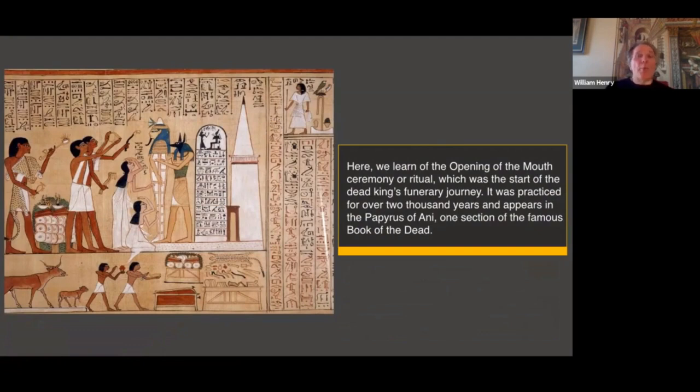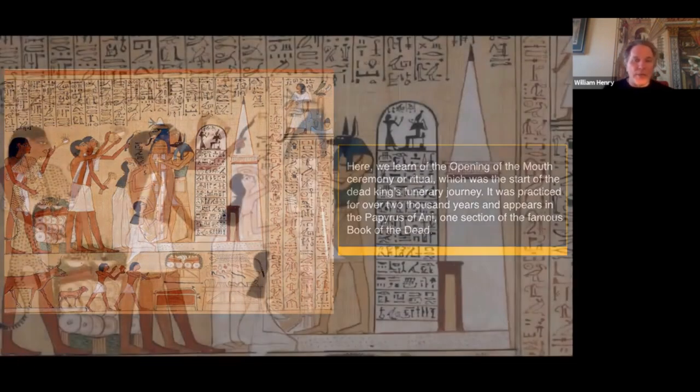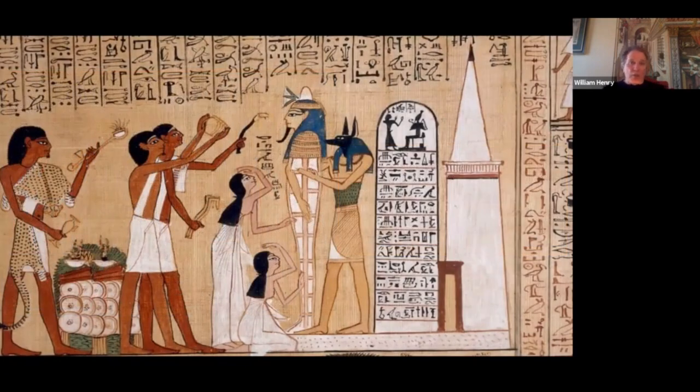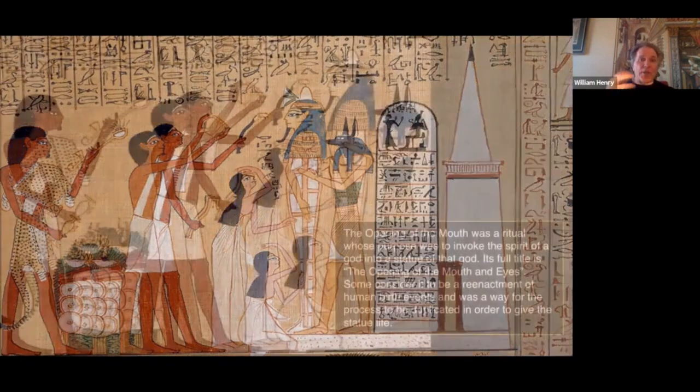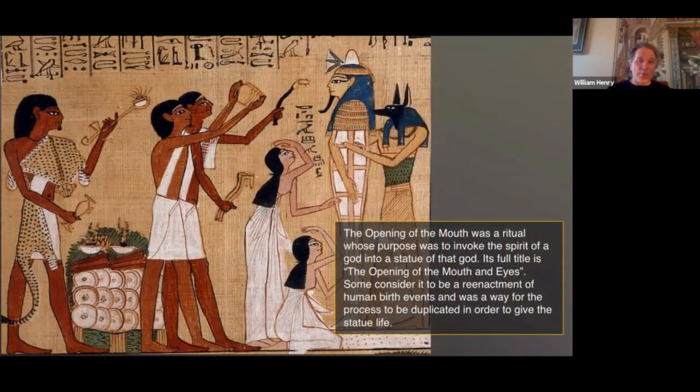At Saqqara, we learn of the opening of the mouth ceremony or ritual, which was the start of the dead king's funerary journey. It was practiced for over 2,000 years and appears in the Papyrus of Ani, one section of the famous Book of the Dead. And in this section, we see the statue, an image of the deceased pharaoh, being reanimated, being reactivated for existence in a higher dimension or realm.